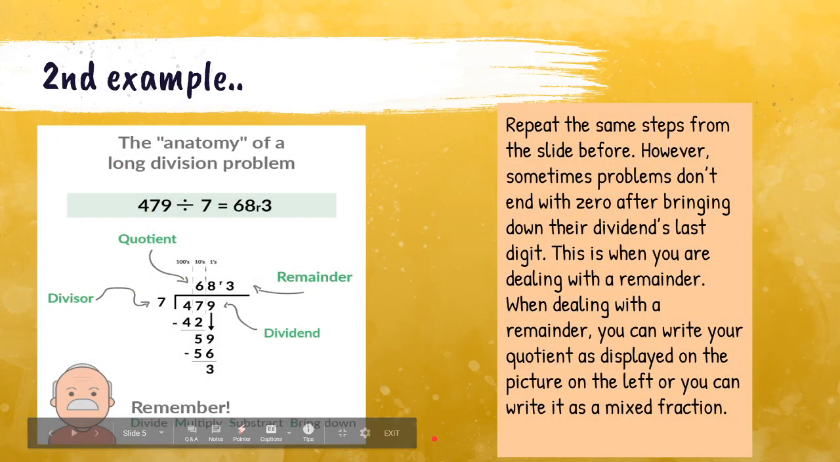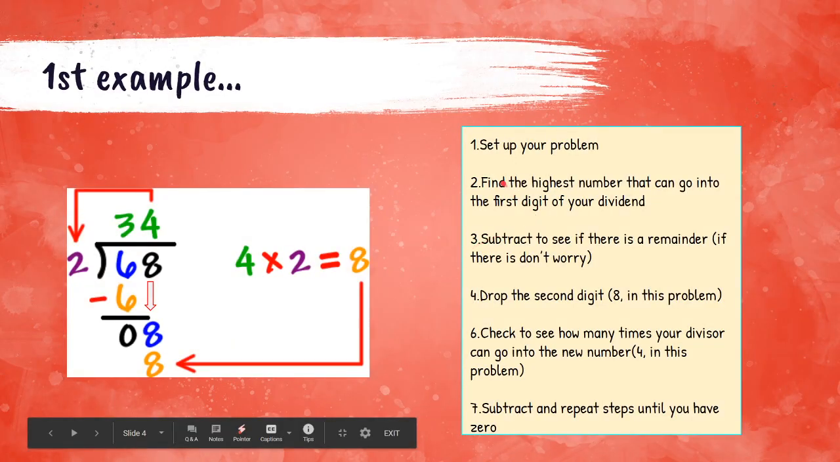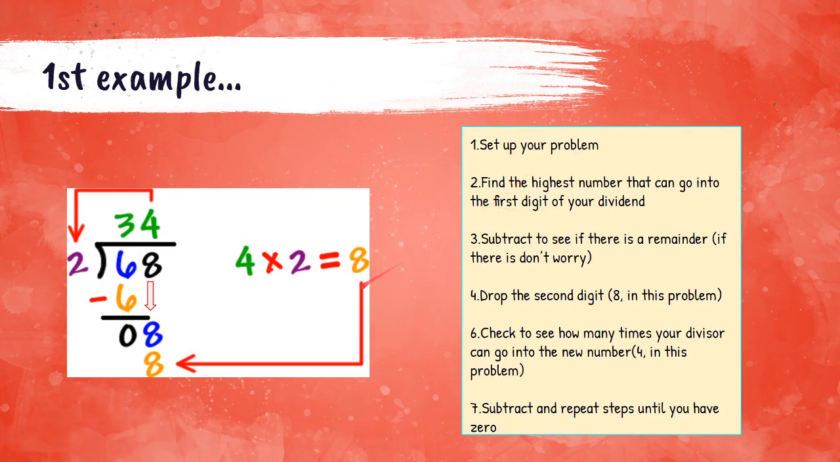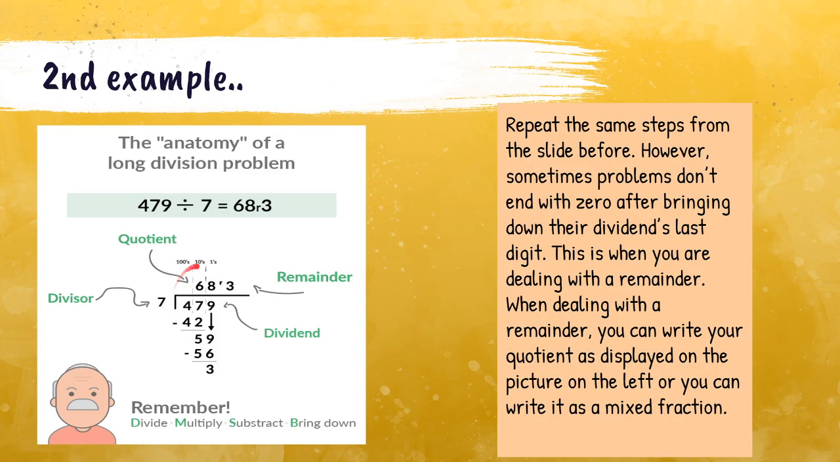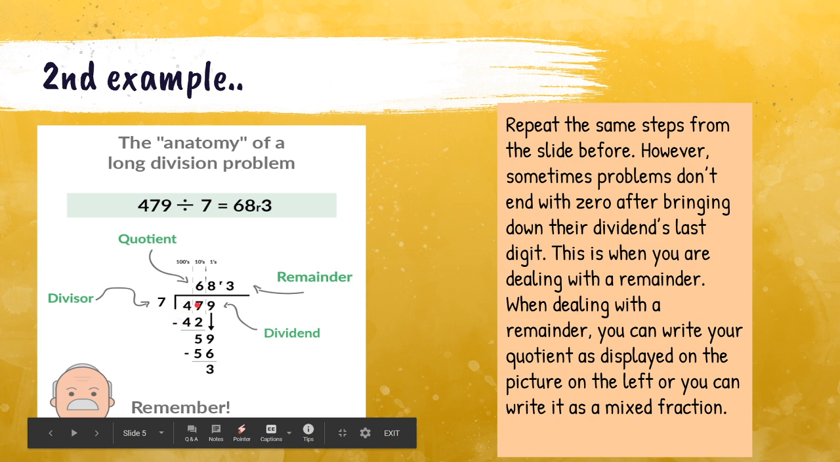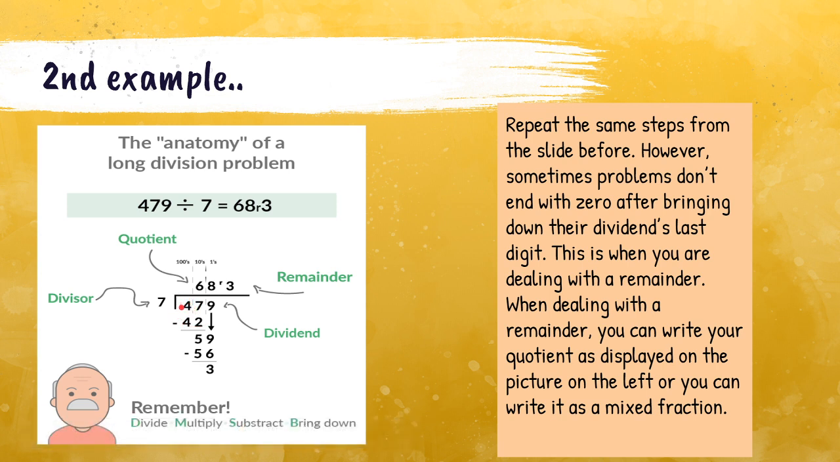So once you have that, the second step is to find the highest number that can go into the first digit of your dividend. The first digit you have is 4, right? However, that won't work because 4 is lower than my divisor right here. So I'll have to take these 2 digits as my first digit, basically.